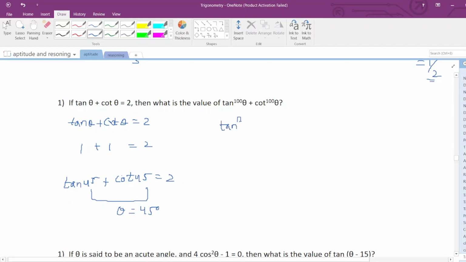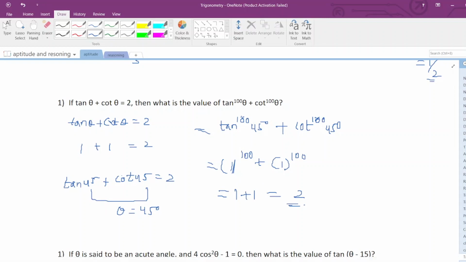I know that theta is equal to 45. Now just substitute in the question: tan power of 100 of 45 plus cot power of 100 of 45. Now what is the value of tan 45? 1, right? 1 power of 100 plus the same 1 power of 100. Anything power of 1 is 1, right? So 1 plus 1 is equal to 2 only. So here also it is 2. So it's very easy, right? Just understand the question and apply your methods.